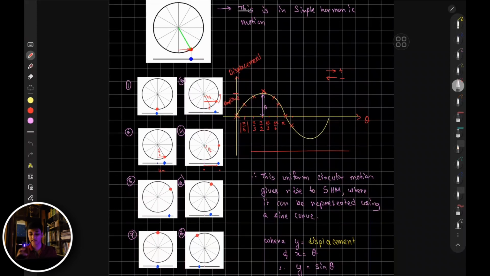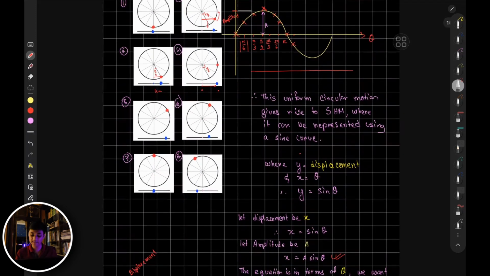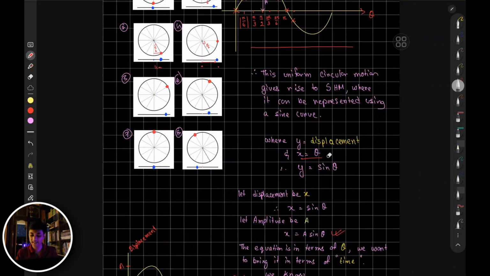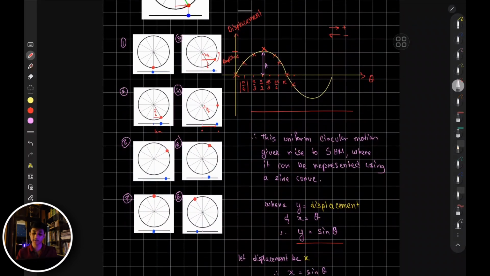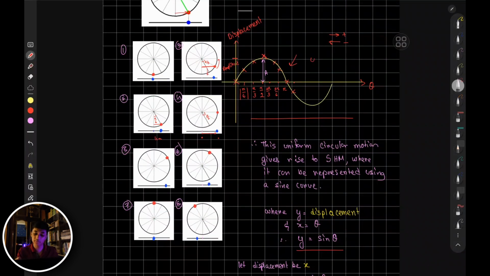All right, so for this very graph, we know the graph is drawn as displacement against theta. So if we try to write an equation for this graph, where y is the displacement and the x-axis is theta, we can say y is equal to sine theta, because it's a sine graph, and this very curve can be represented by y equals sine theta. Do you agree? You should, or else you should recheck your trigonometry, because if we're plotting y against theta and getting a sine curve, it is y equals sine theta. Great.